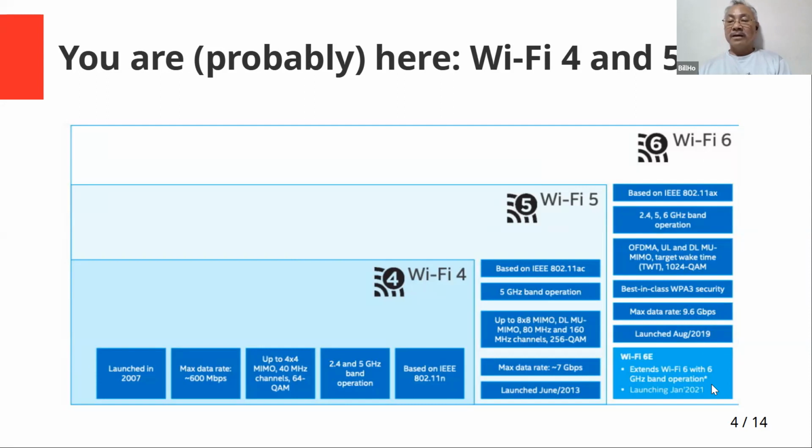Then somewhere in January 2021, they had Wi-Fi 6E, with the extension. So they operate on the 6 gigahertz band and provide more channels, so the throughput will be better. I don't think many of you actually have Wi-Fi 6, but a lot of phones are now Wi-Fi 6 ready, in most of our phones.